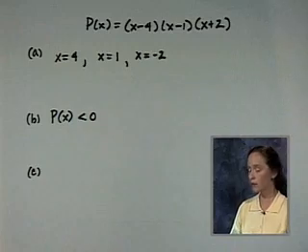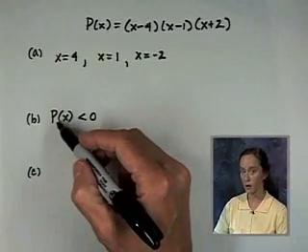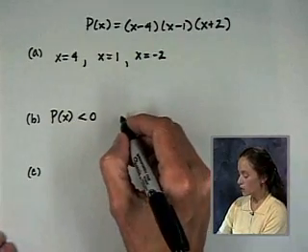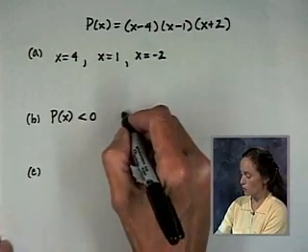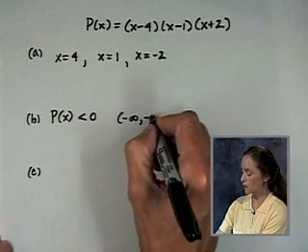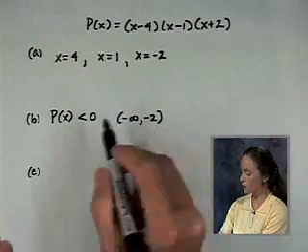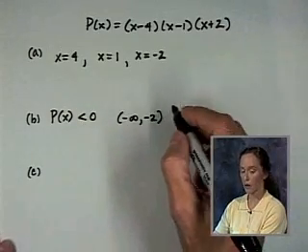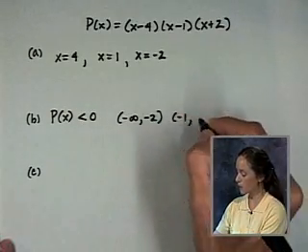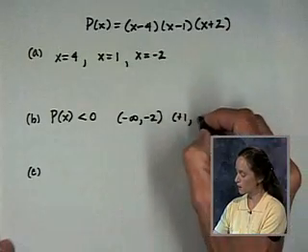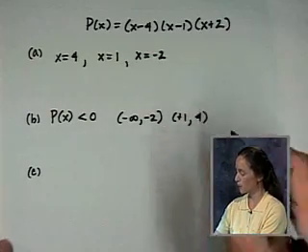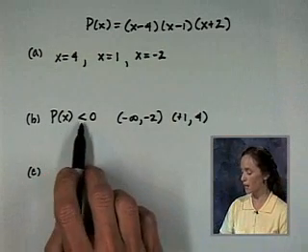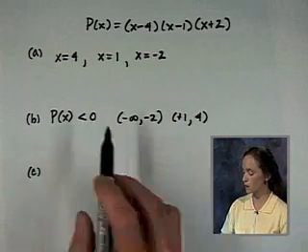On a graphing calculator, that's where the polynomial is underneath the x-axis. The intervals for which this is true are from -∞ to -2, not including -2 since there's no equal to here, as well as from the x value +1 to +4. These two intervals are where the polynomial is underneath the x-axis, less than 0.